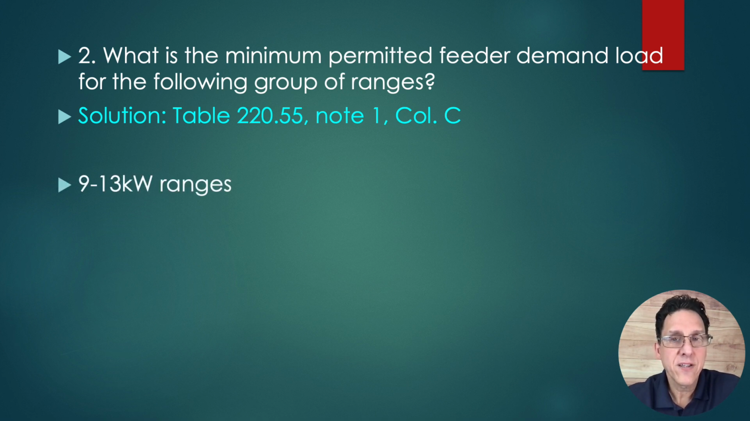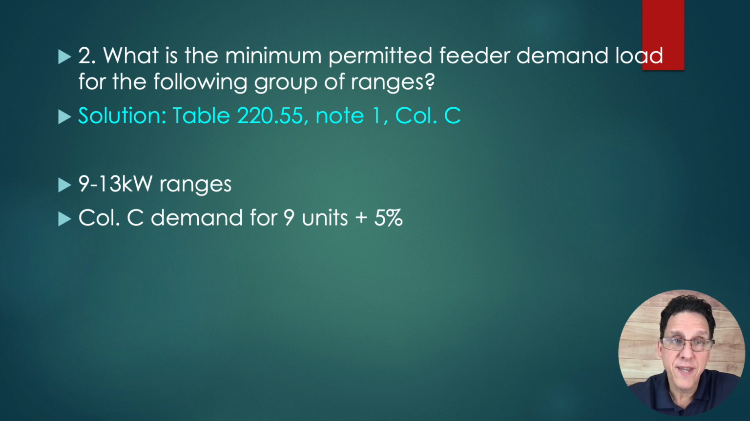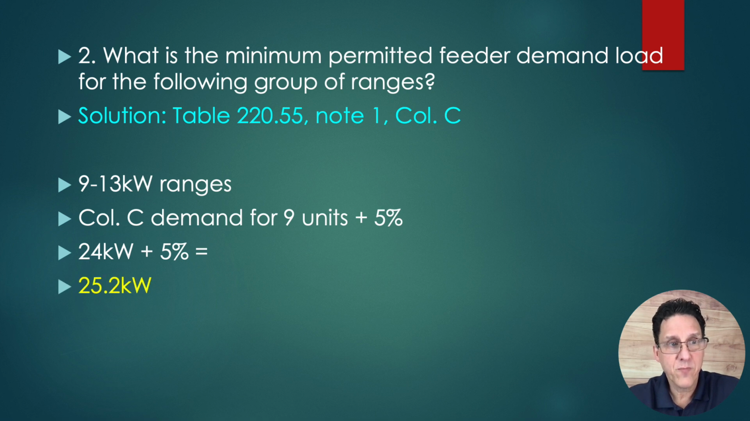All right, so we have 9 13 kW ranges. It's the column C demand for 9 units plus 5% because the individual ratings are above 12. So we can't just read column C without adding 5%, 10%, 15% to it, right? In this case, we're going to add 5% to it. So the demand in column C for 9 units is 24 kW. We have to add 5% to that. And that gets us to our total of 25.2 kW.